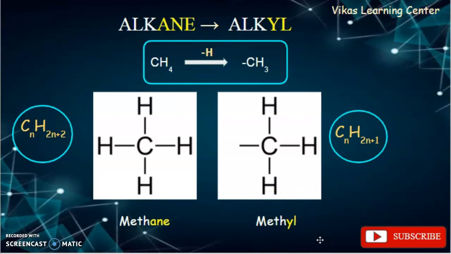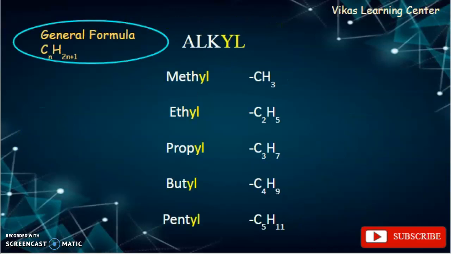so after removal of one hydrogen atom, it has become the methyl group. So now you came to a conclusion that whenever one hydrogen atom is removed from any of the alkanes, we get the corresponding alkyl groups. Coming to this alkyl, whose general formula we just learned, that is CnH2n+1, if you substitute n equal to 1, you will get the first member of the alkyl group, that is methyl. Likewise, if you substitute n equal to 2, 3, 4, the corresponding members of alkyl groups can be obtained by using this general formula.